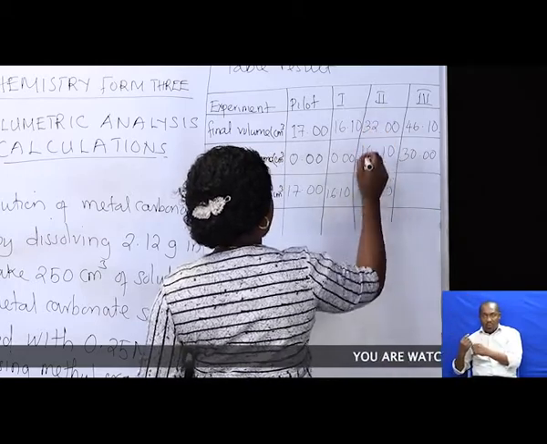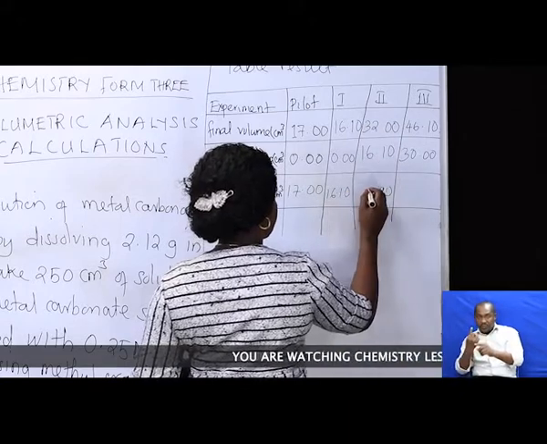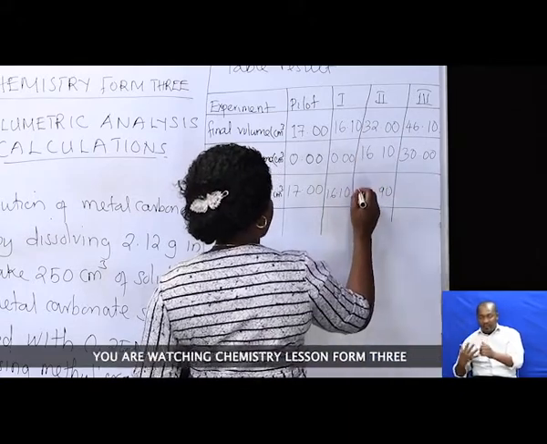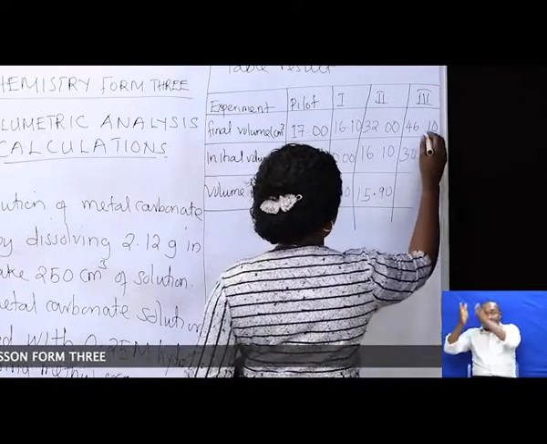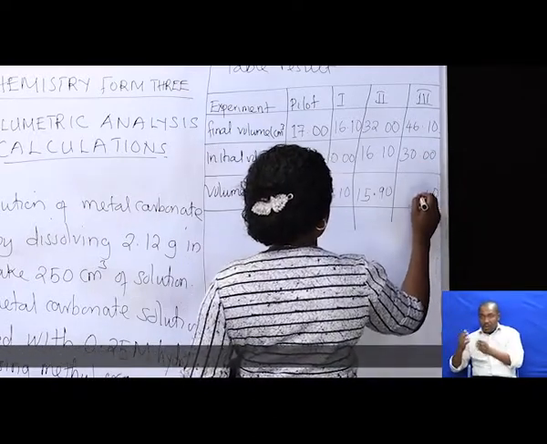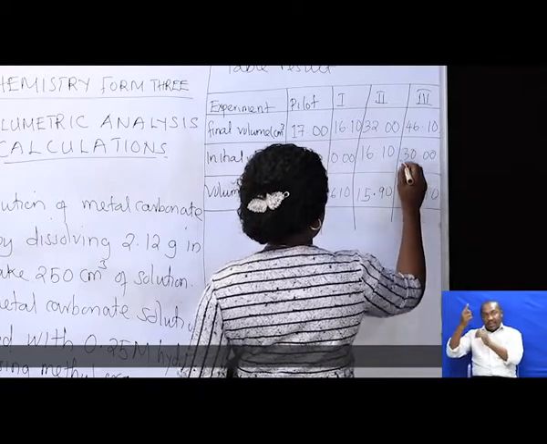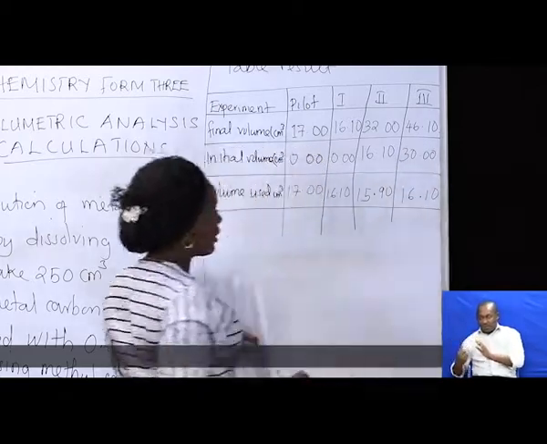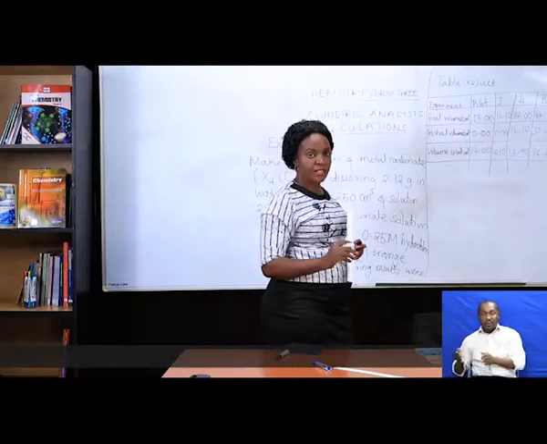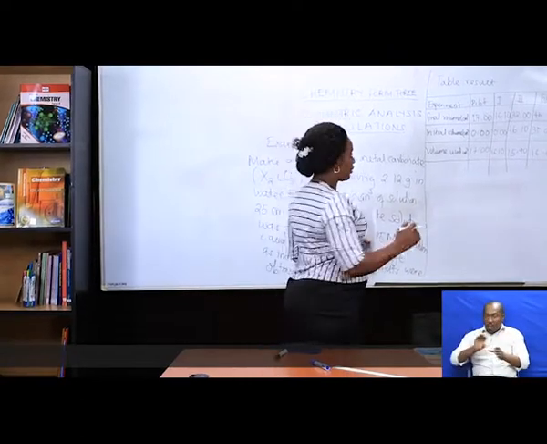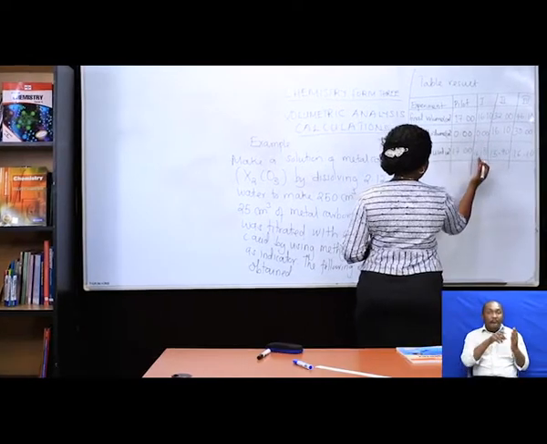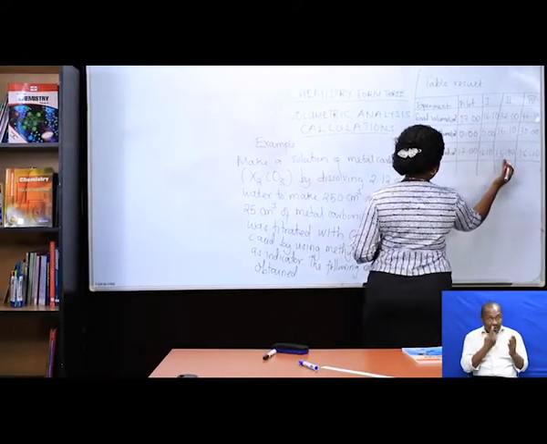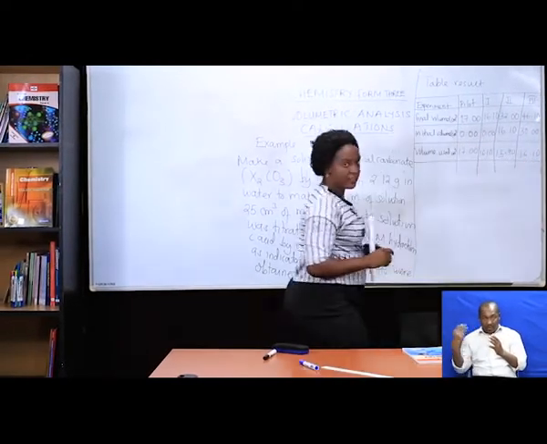Borrow 1, put here, it is 11, so it is 5. We remain with 2, also this is 1. And this it is 0. 1 minus 0, it is 1. 6 minus 0, it is 6. This is also 1. So the volume used for every experiment is already recorded. Now we have the volume for the pilot, the volume used for the first experiment, the second experiment, and this is for the third experiment.